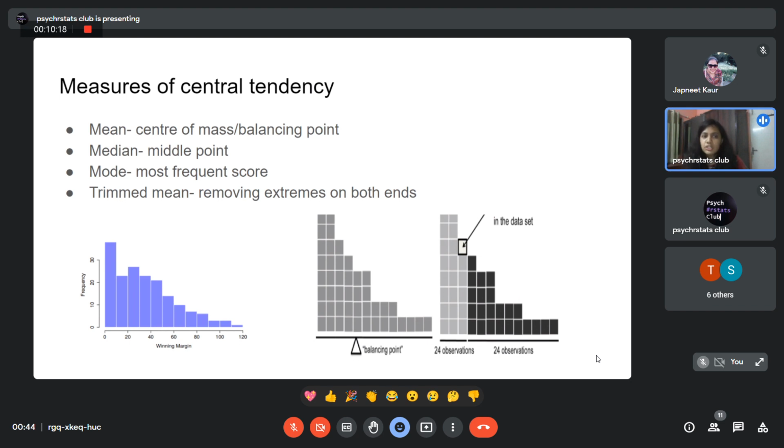So right now you just need to understand that mean is the center of mass, or the balancing point, and median is the middle point of the data. And median does not get affected by the outliers, but mean does. And when you have outliers, you can go for the trimmed mean and also look at the median.